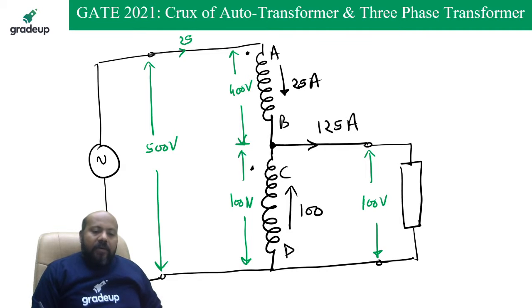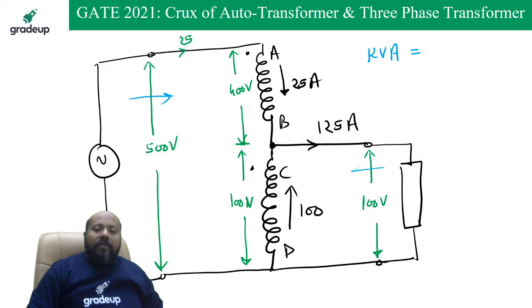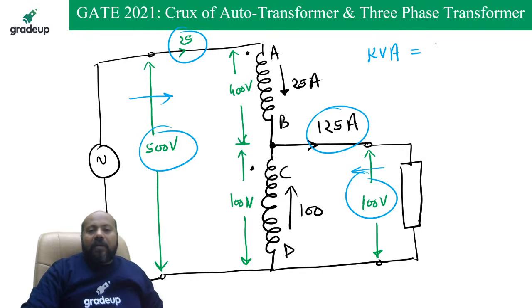Now, you tell me what is going to be the kVA rating. Either you can find it from the source side or from the load side. Multiply the voltage and the current, you will get the same thing. You are getting 25 multiplied by 500, or you can say 125 multiplied by 100. So you are getting 12.5 kVA.